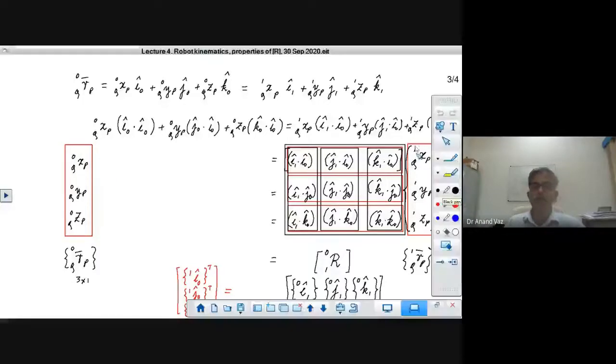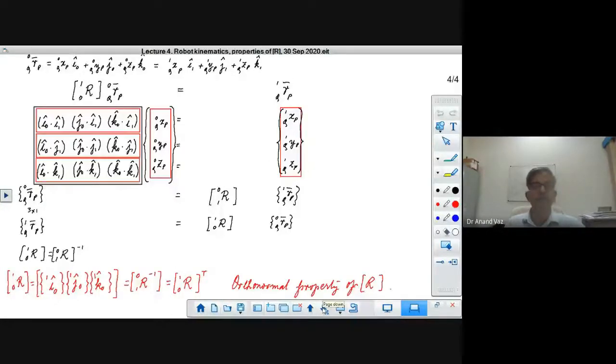Let us proceed further. Yes, we also saw that for this special matrix, we could write the inverse of this matrix as its transpose. And this doesn't happen in general. This happens specifically for this kind of matrix only. So that is the property of orthonormal matrices. So this is the orthonormal property of R, that R inverse is equal to R transpose. And we have seen that in our last lecture.